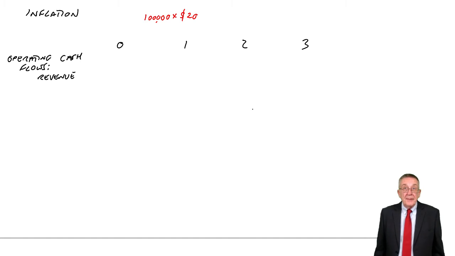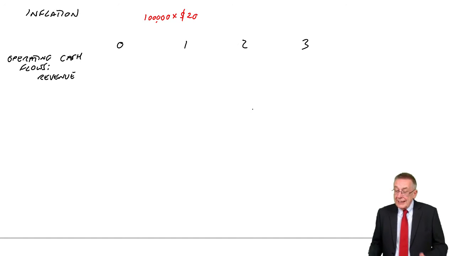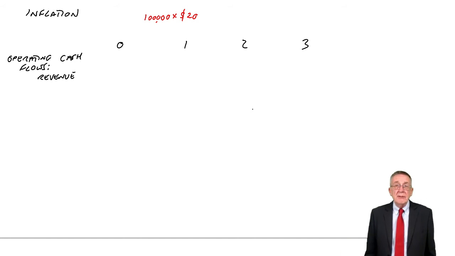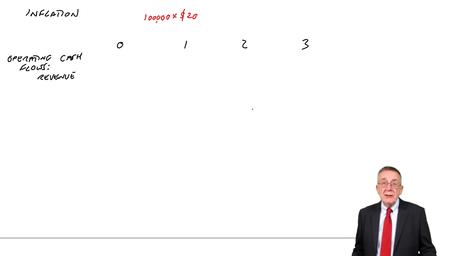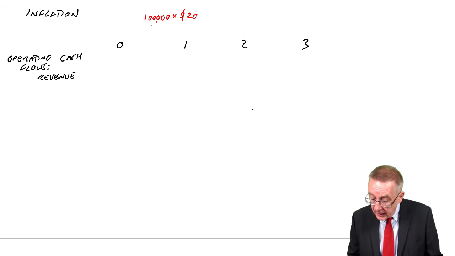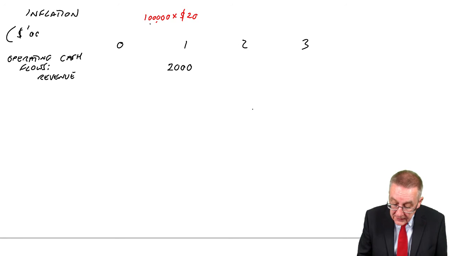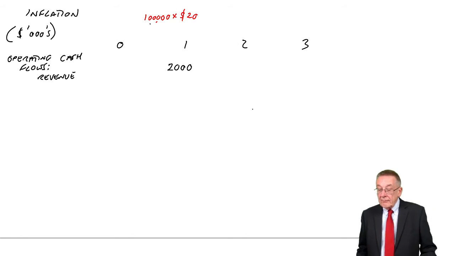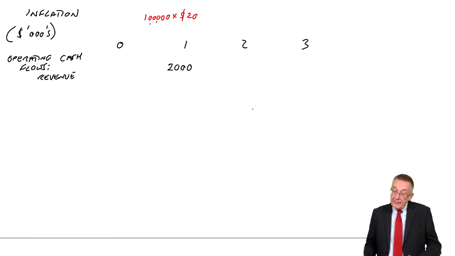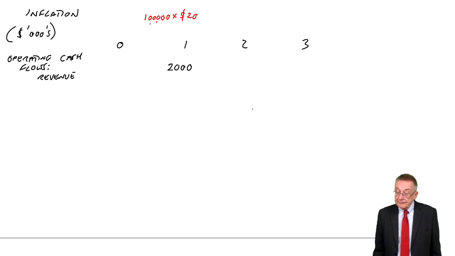In the exam, never have so many zeros. It gets absolutely ridiculous. You'll be expected to generally work to the nearest 1,000. And so 100,000 at 20 is 2,000. So all the way through, I'm going to work in thousands. Although it's actually 2 million, as I say, do it to the nearest 1,000.